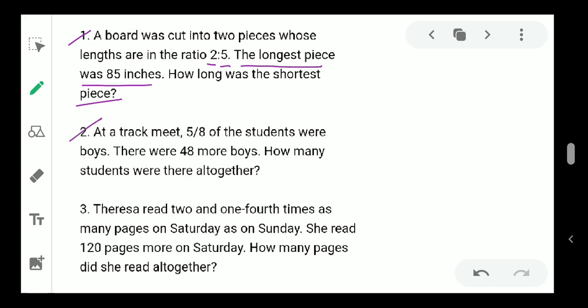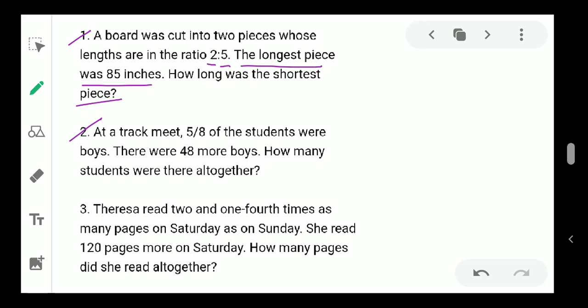At a track meet, 5/8 of the students were boys. There were 48 more boys. How many students were there altogether? So 5/8 of students were boys, and I don't know how many students there were. So the rest of the students were girls. There were 48 more boys. How many students were there altogether?